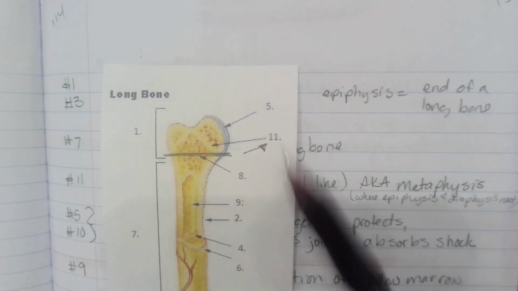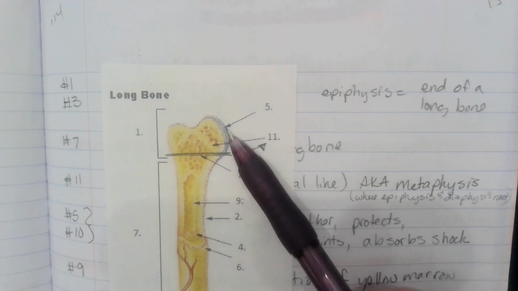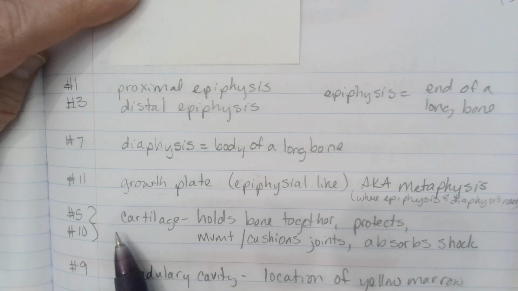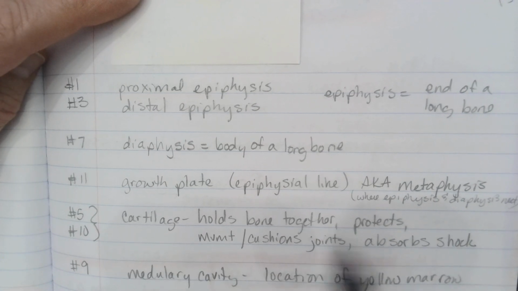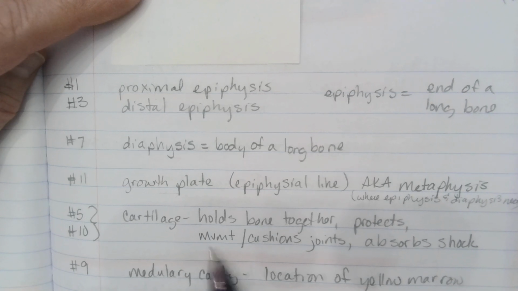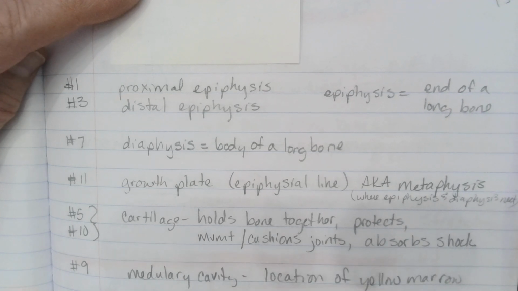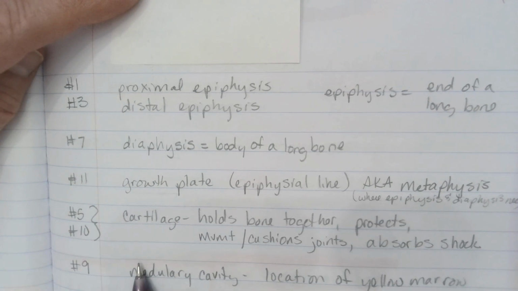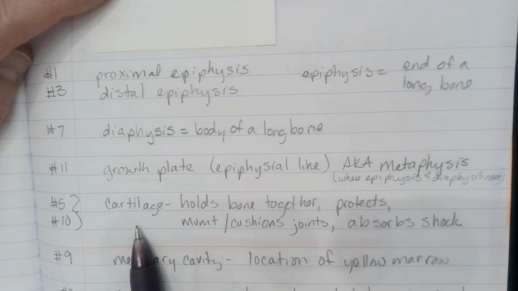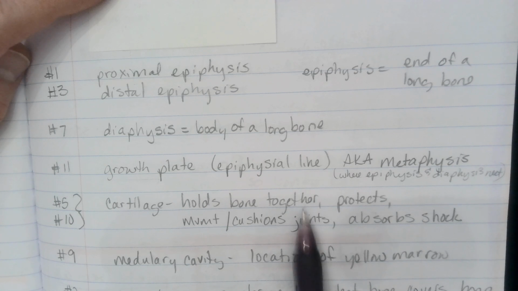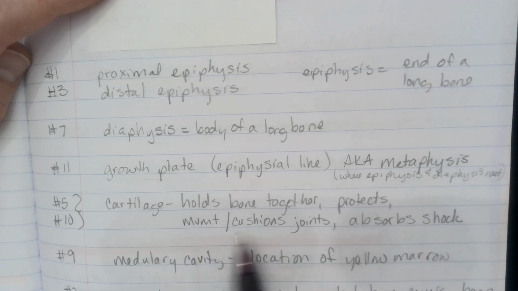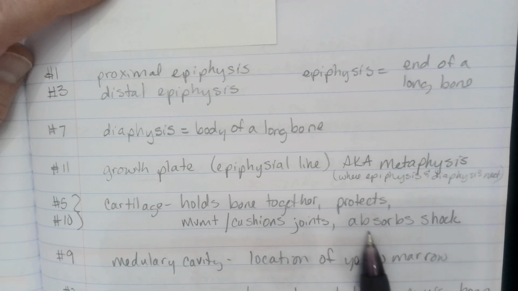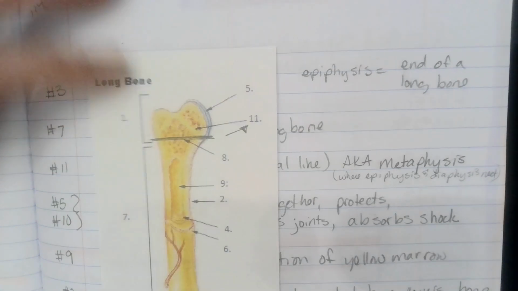All right, next we have number 5 and number 10. 5 is the white part right here, and 10 is the white part right here, and that's cartilage. Cartilage holds bone together and protects. It helps with movement, cushions joints when the bones move, and it also helps to absorb shock.